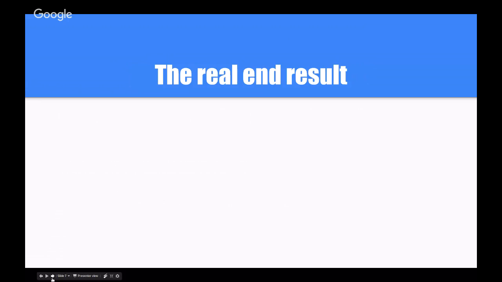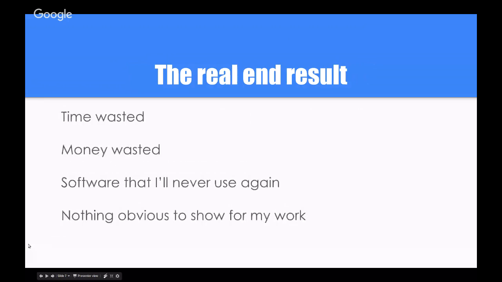So the real end result, this was over a process of 6 months. And you've got to remember, when I started doing this, this is before I started One Step Removed. So I'm a broker. I'm working 40, 50 hours a week. And then I'm coming home and I'm working on this stuff probably 20 hours a week because I'm completely obsessed with it. But at the end of 6 months, I've got a bunch of wasted time, a bunch of wasted money, software that I'm never, ever, ever going to use again. And I had nothing obvious to show for all that work.